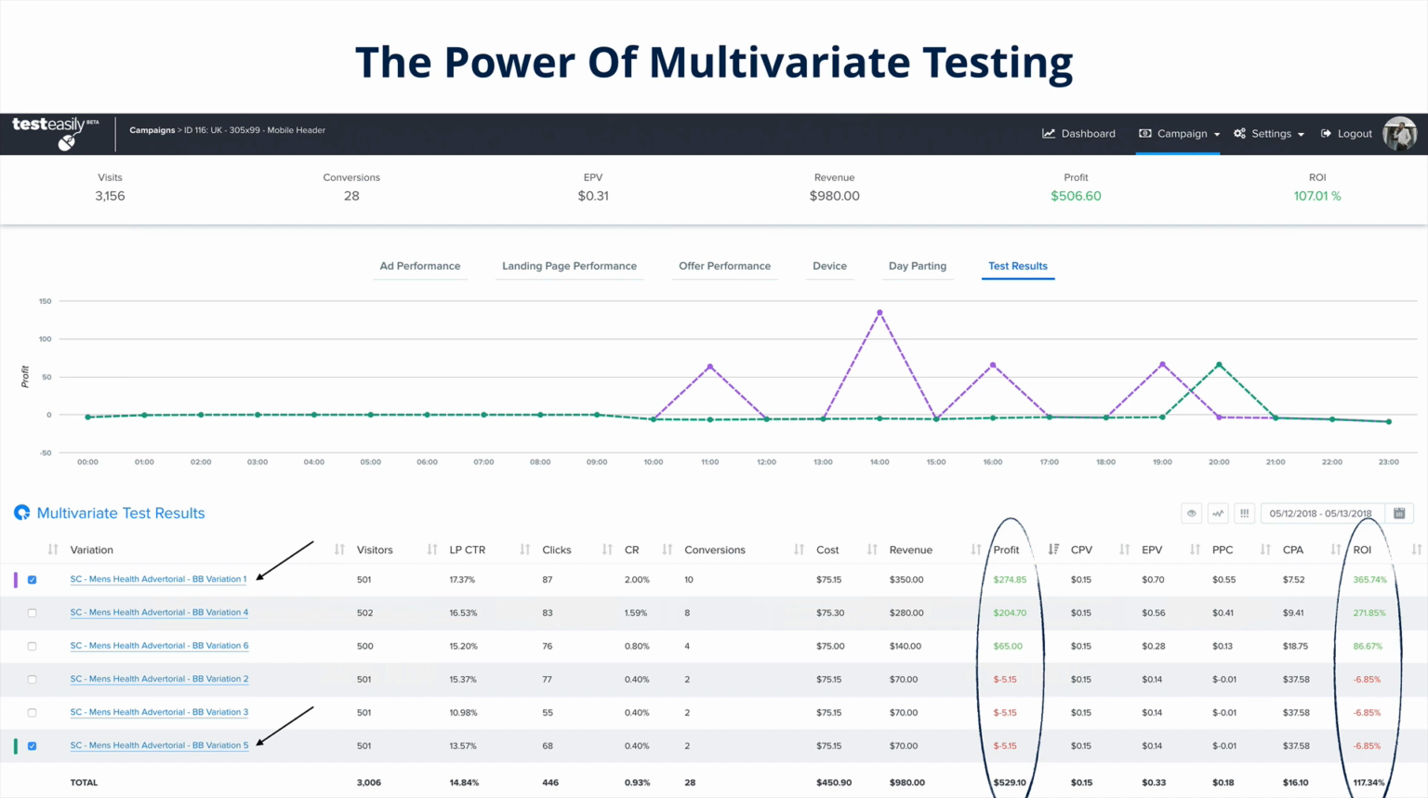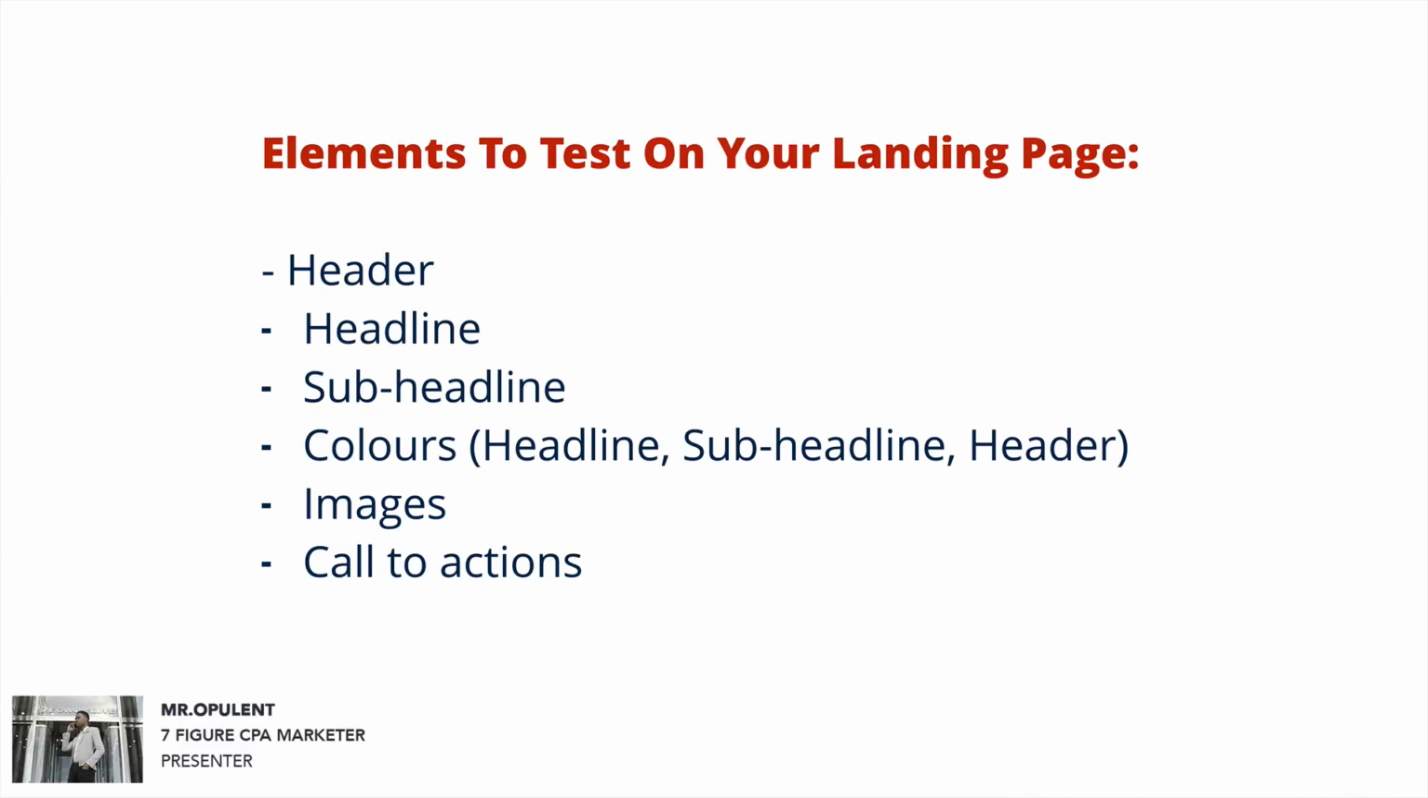This is a screenshot inside of my Test Easily account where you can see, in just one day, the big difference between one variation versus another variation. And you want to make sure that you test so you can see the performance within your campaigns as well. Okay, so there are different elements you want to test on your landing page. For example, the header, the headline, your sub headline, and your colors within your landing pages: the headline colors, the sub headline colors, and the header colors. Even button colors can be a very big thing. Images and calls to action.